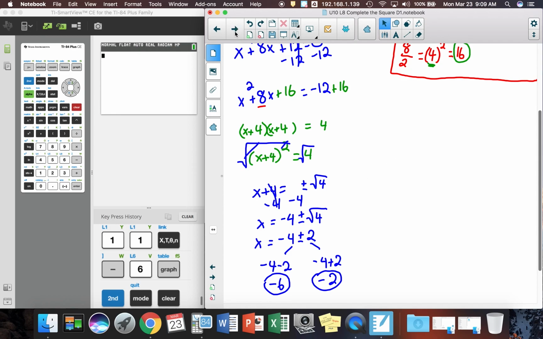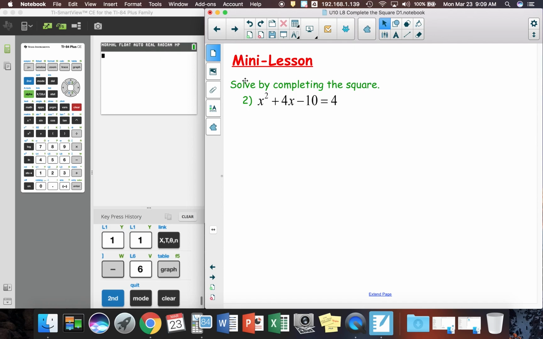Alright, let's move on to another problem. So let's follow these steps exactly like we said before. First step is that we need to move the constants to the right side. Now this one's set equal to 4. That doesn't matter. I don't care what it's equal to right now because I need to move this constant over to the right side. First thing I'm going to do is add 10. So plus 10, plus 10.